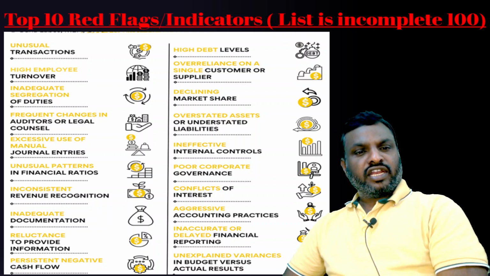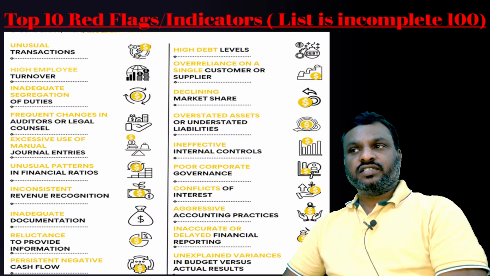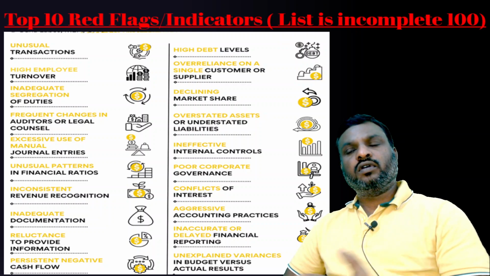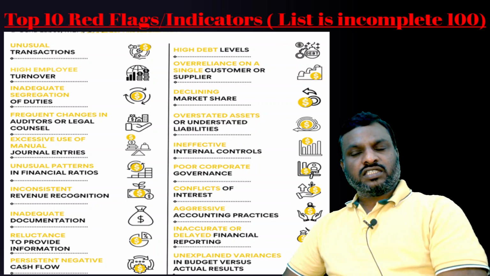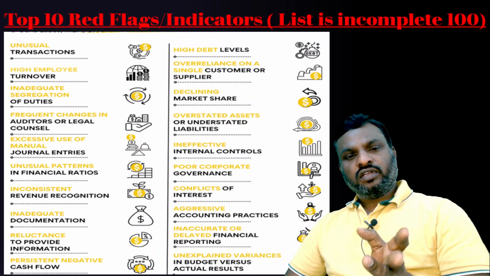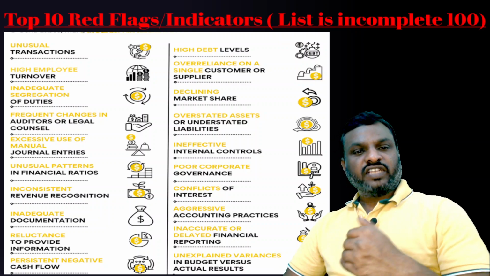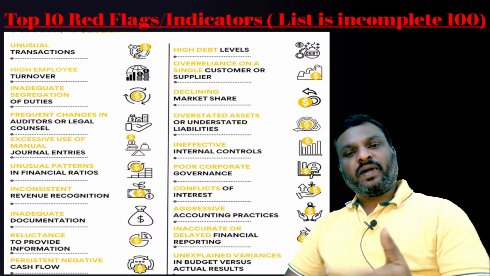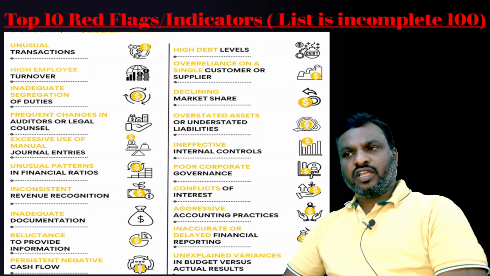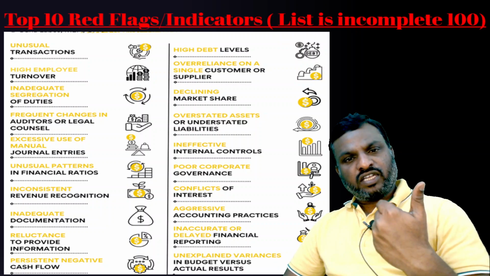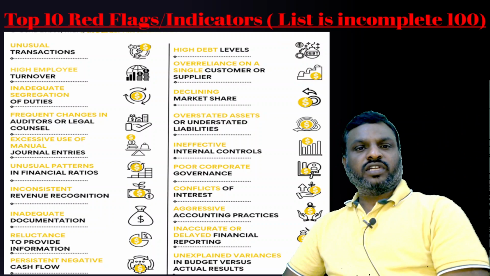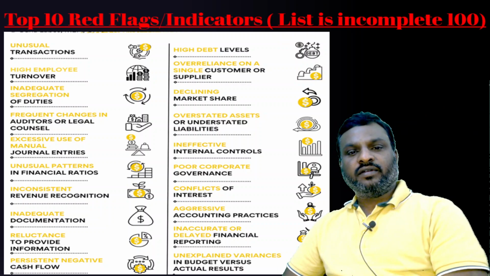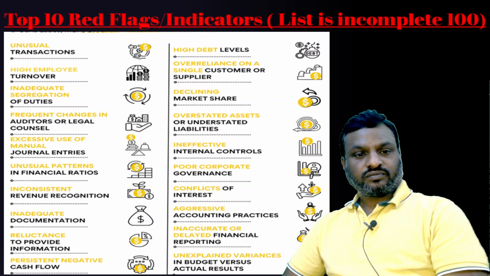And number 3, inadequate segregation of duties, which is nothing but the same person performing a couple of roles. From the sales point of view, the same person is doing sales invoices, sales quotations, sales orders, purchase orders, everything. From the purchase point of view, the same person prepares the purchase requisition, prepares the purchase order, approves and confirms. That is also one of the indicators.